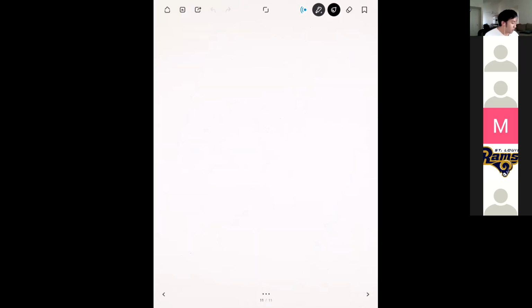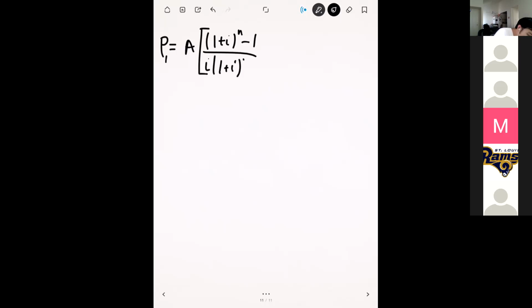Okay, so we're going to apply two of the formulas. First we're going to apply our P given A formula. We'll call this P1, and this is equal to A times (1 plus i) raised to the n minus 1, all over i times (1 plus i) raised to the n.